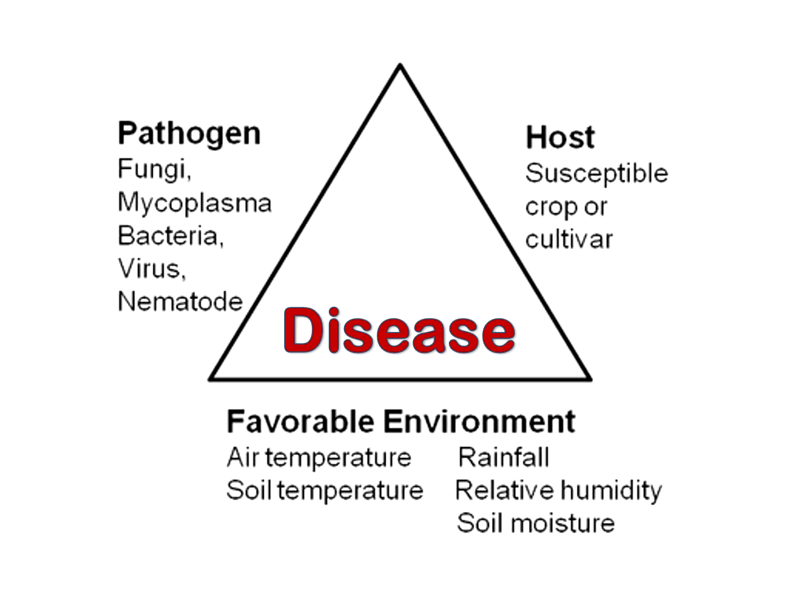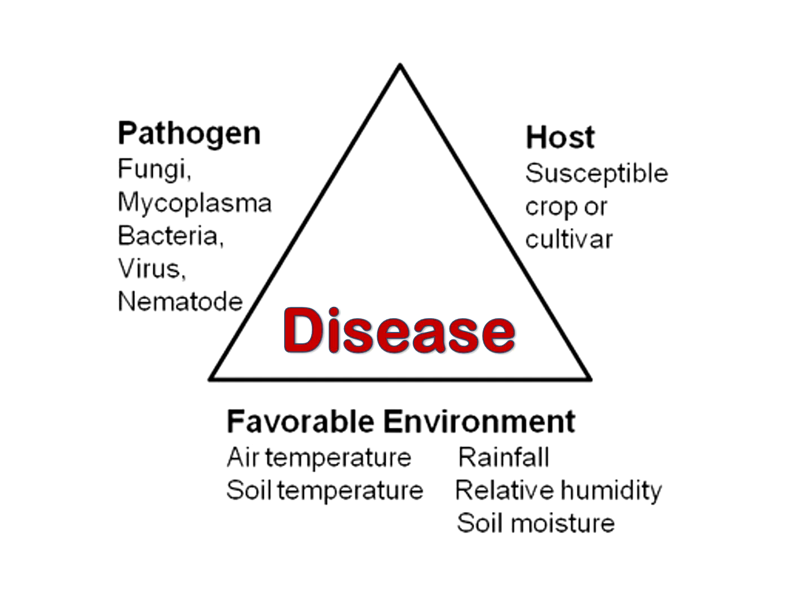So the overall concept here is that in order to have disease, three things must be present. There must be a pathogen. Those are the microscopic organisms like fungi, bacteria, viruses, nematodes that actually infect plants. We must have a susceptible host. So that's either the host crop or a host cultivar. But there must be a susceptible host or else that pathogen cannot infect.